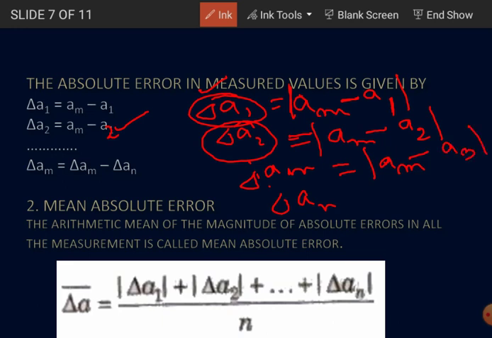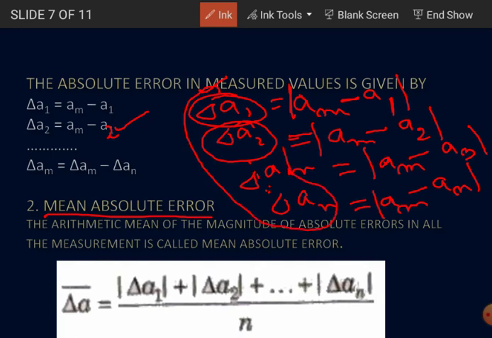Likewise, if you go on like this, the absolute error in the nth measurement will be equal to what? The mean or the true value minus the nth measured value. Got it? Likewise you will get it. So what happened in the mean absolute error? It is very simple: the mean absolute error is nothing but the mean of all these absolute errors in the measurement. Got it?